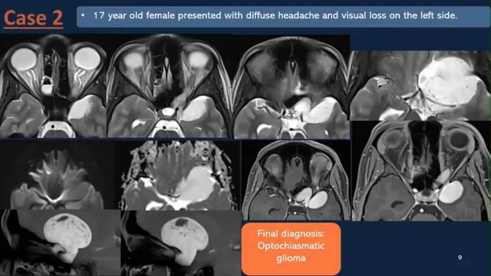This was a case of a 17-year-old female who presented with diffuse headache and visual loss on the left side. We can see there was a fairly well-defined homogeneously enhancing lesion that was arising from the optic nerve, the intracanalicular portion here, which was extending into the parasellar region and causing mass effect on the brain parenchyma. The lesion showed facilitated diffusion here and was seen to homogeneously enhance on the contrast images. Now, final diagnosis for this was optochiasmatic glioma.